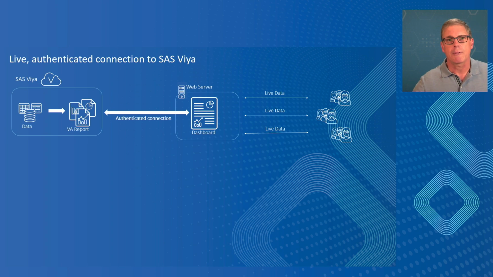So what does that look like? What you see here is what Brad just showed you. You have your authenticated connection to a live SAS Viya. You have your SAS Viya on the left side with your data and your reports, the content going across an authenticated connection to your dashboard, which is being served up and hosted by a web server that's then being shared with your end users.